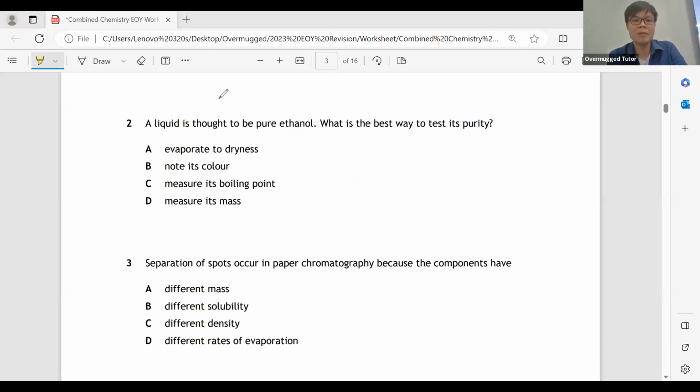Right, so just now I mentioned, you just measure melting point, boiling point for chemistry. And why does separation of spots occur in paper chromatography? Why do you see something like this? It's because of different solubility. If the substances have different solubility, they interact with the solvent at different rates. Means they will travel up at different speed. If they travel up at different speed, that's where the separation occurs.